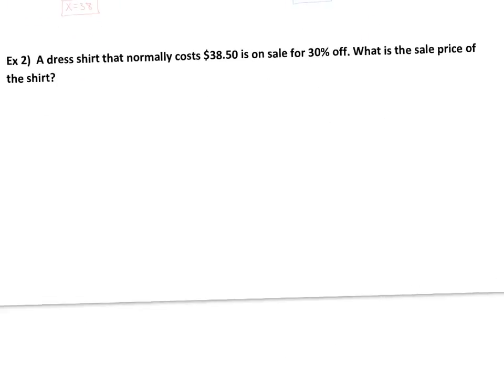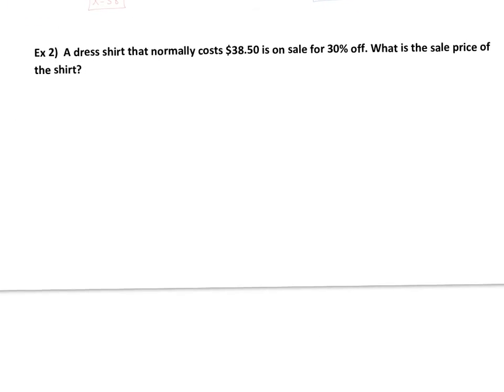All right, one of the other things we're going to pick up is when we put things on sale, like discounted things, or maybe if we mark up. Commission could also be included here, as well as sales tax. So we're going to look at some different types of percent problems that we would see in the real world. A dress shirt that normally costs $38.50 is on sale for 30% off. What is the sales price of the shirt? In other words, they want to know what you are going to pay for the shirt when you get that 30% off.